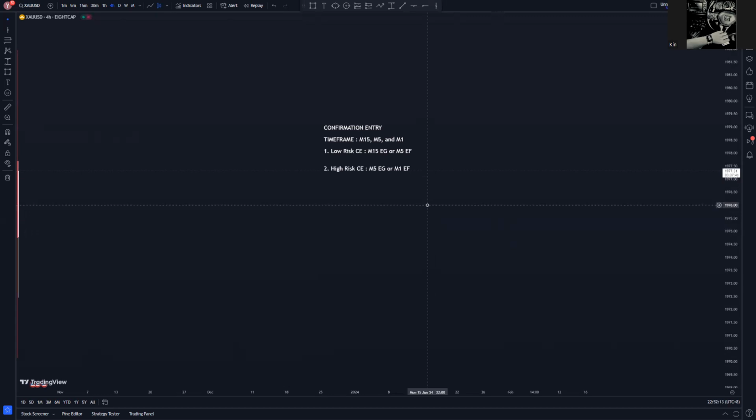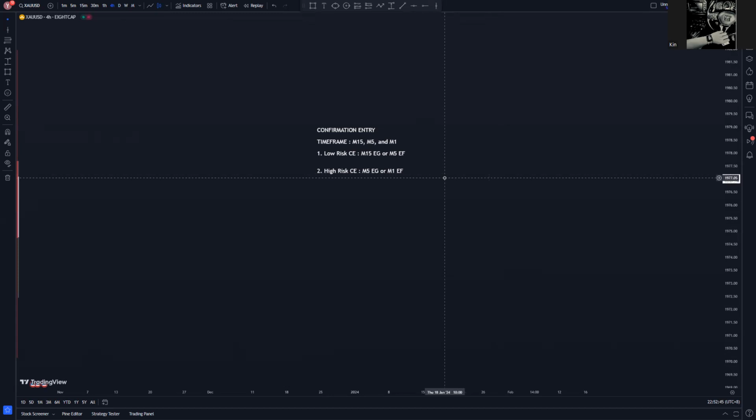I know you guys are going to ask me, which confirmation entry is the solid one, the best one, the strongest one? Everything inside this topic is subjective. We can't tell which one is good, bad, strong, or weak. It depends on you. But last year I did my observation. I took 8 months: 4 months for the low risk confirmation entry, and another 4 months for the high risk confirmation entry.